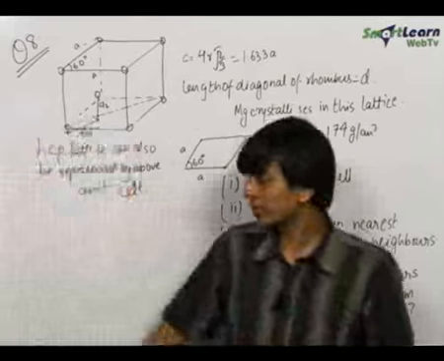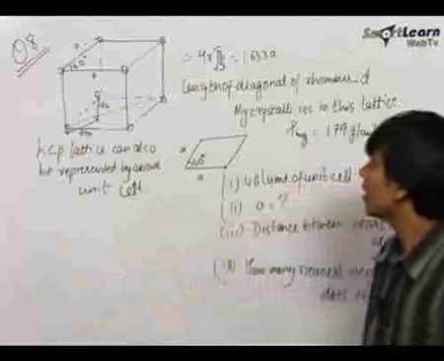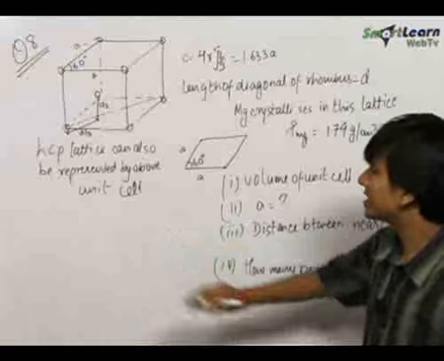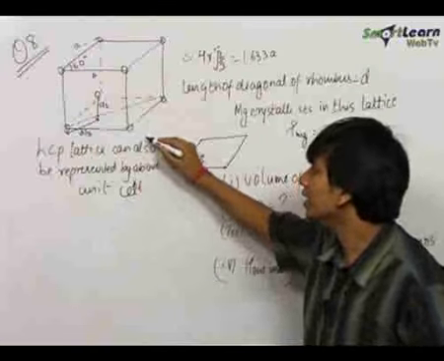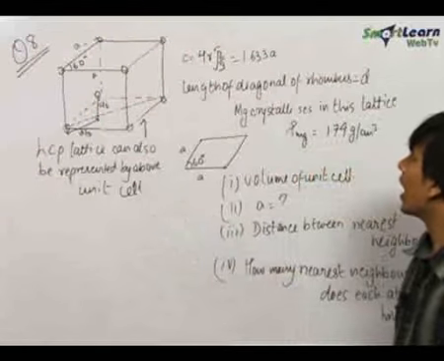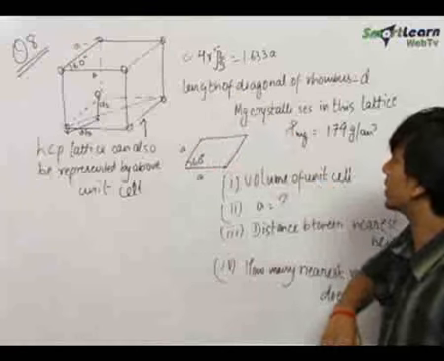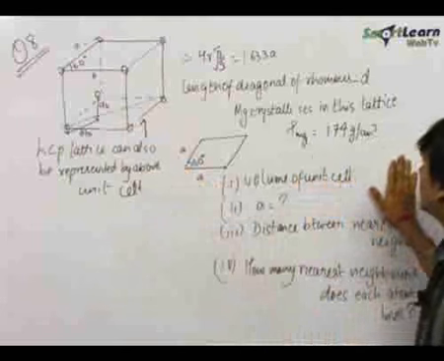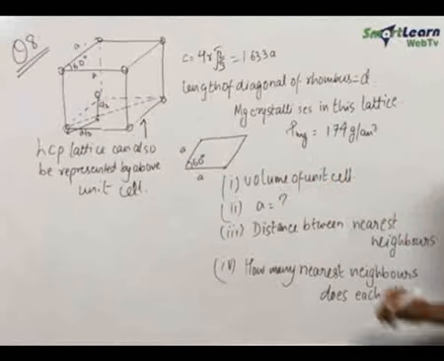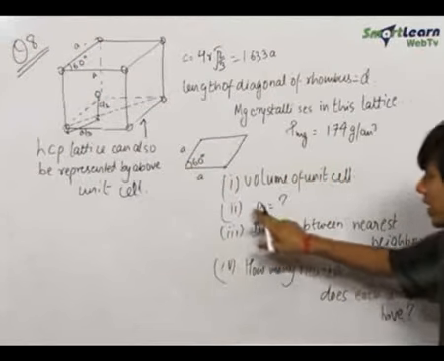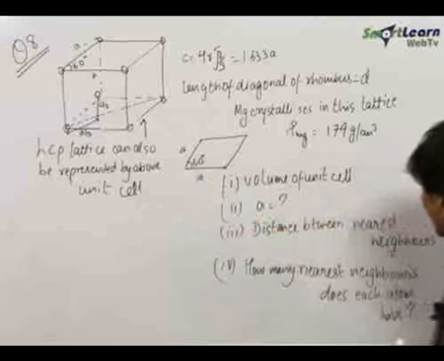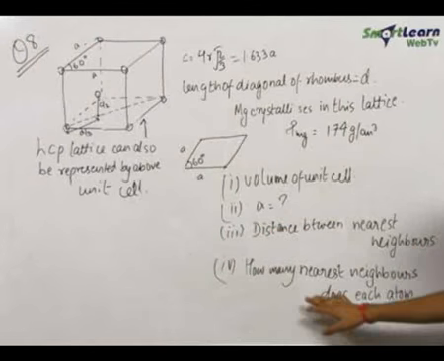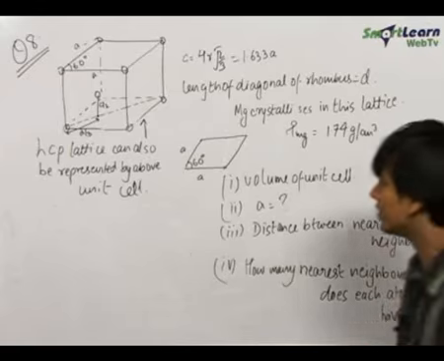The eighth question that we have is a very important and interesting question. We have been given that the HCP lattice can also be represented by the above unit cell, and we have been given c equal to 4r root 2 by 3. The length of the diagonal of the rhombus is d, and the density of magnesium is given. We need to find the volume of the unit cell, the unit cell length, the distance between nearest neighbors, and how many nearest neighbors each atom has.